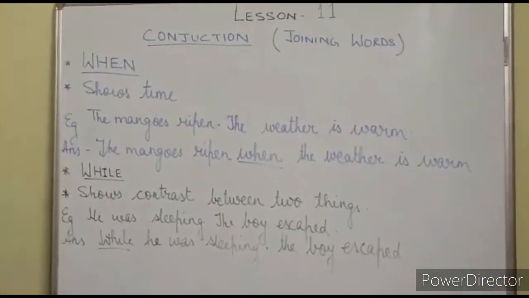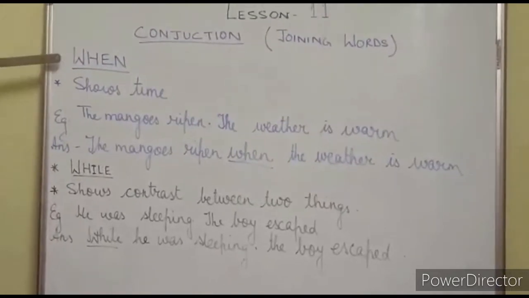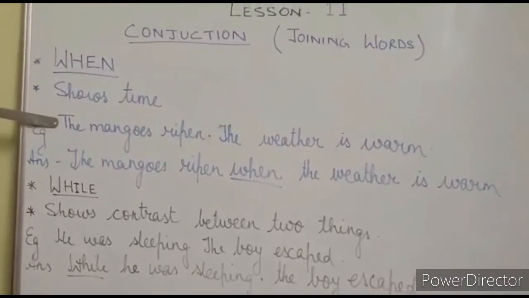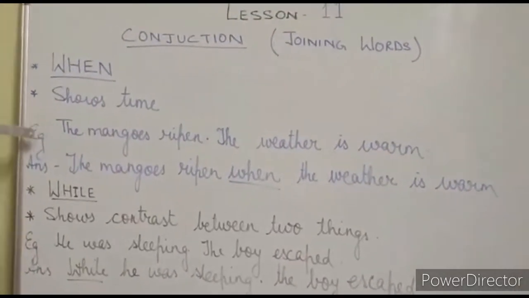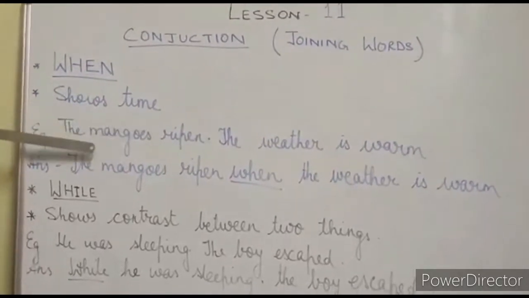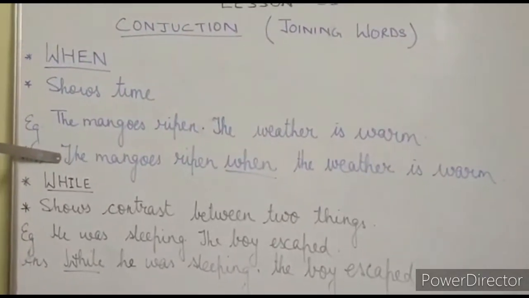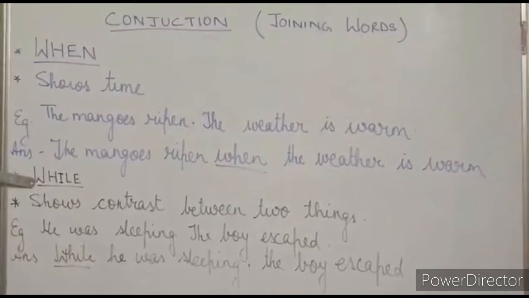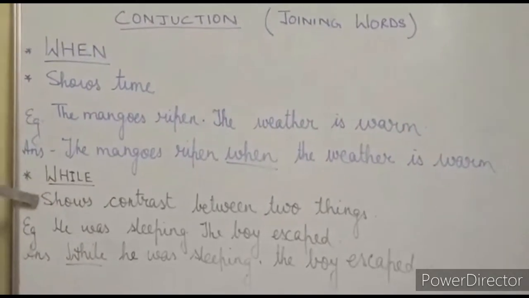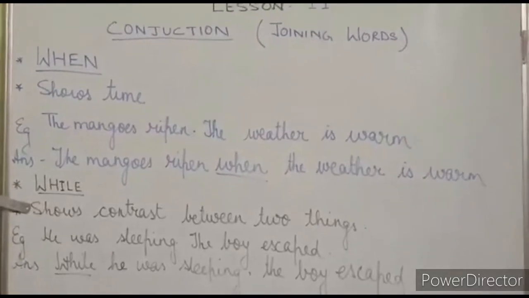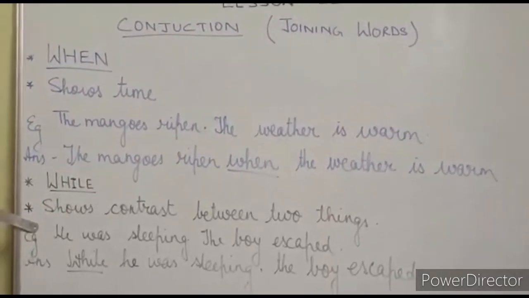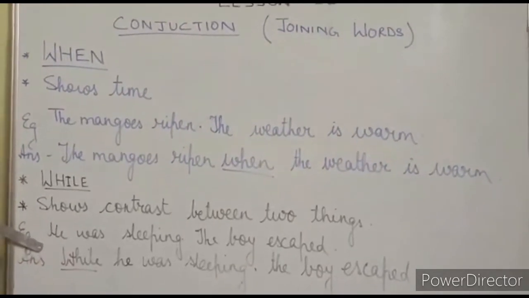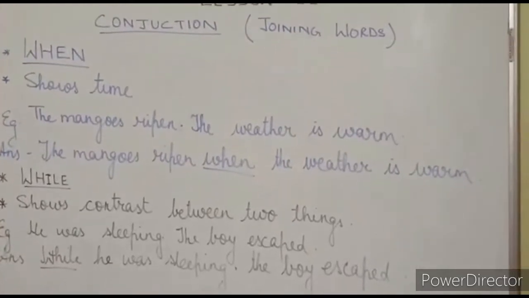Now I am repeating once again, students, have a view of it. The first conjunction which we will study today is when. It shows time. The example, the mangoes ripen is one sentence. The second sentence, the weather is warm. We have joined these two with when. The mangoes ripen when the weather is warm. Now the second one is while. While is almost similar to but. It shows contrast between two things, that is opposite ideas. The example is he was sleeping, the boy escaped. So we will join it with while. While he was sleeping, the boy escaped.